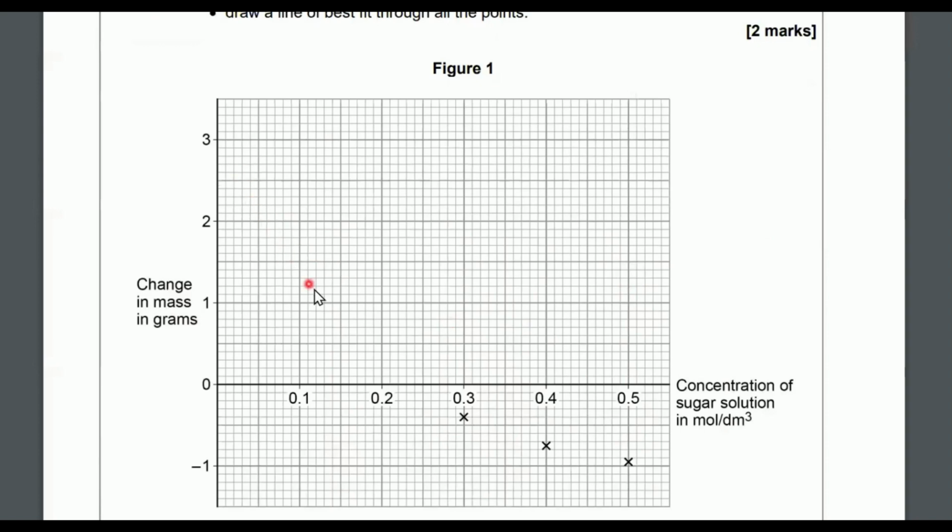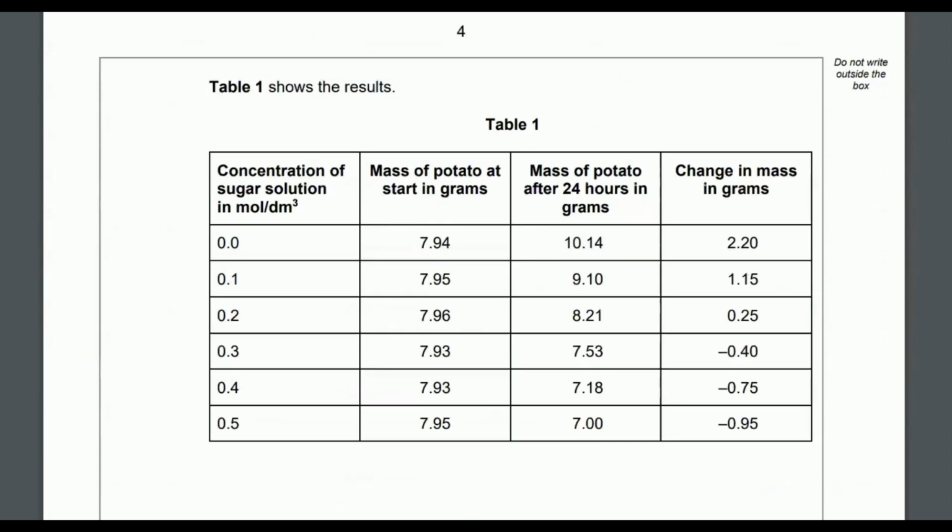So what we've got to do here, we've got to put 3 points on. They've already done 3 for us. Notice there's a negative part and a positive part. So we're doing the changes of mass that were positive. So we come up here, they want you to plot these 3 sets of results against these 3 concentrations. So we've got 2.2 when it was 0, 1.15 when it was 0.1, and 0.25. So let's go put those on.